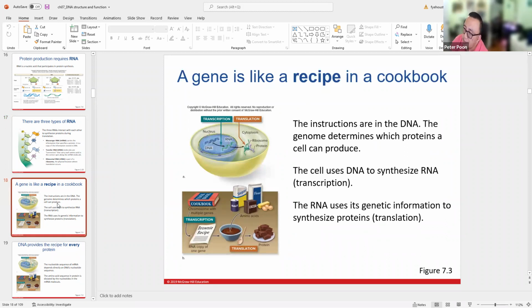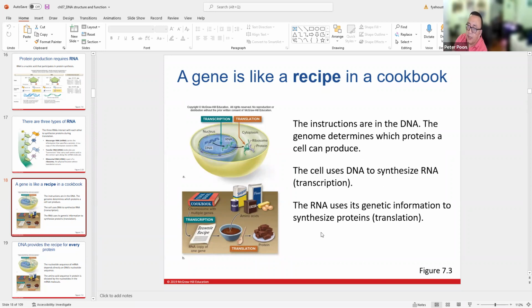So the gene is a recipe in the cookbook. We like to think of our DNA as a big, huge cookbook with 20,000 or 21,000 recipes. There are actually 21,000 different proteins in our body. The cell uses DNA to synthesize RNA, and then the RNA uses that genetic information to synthesize proteins, and that process is called translation.